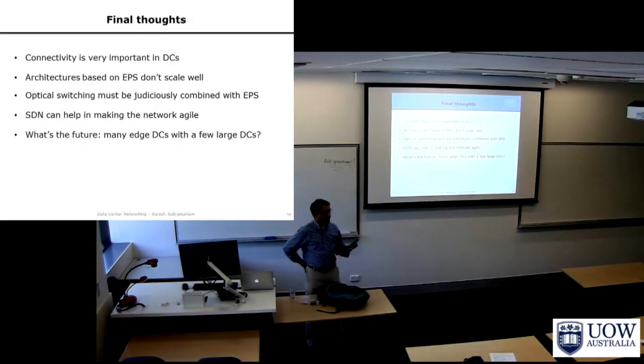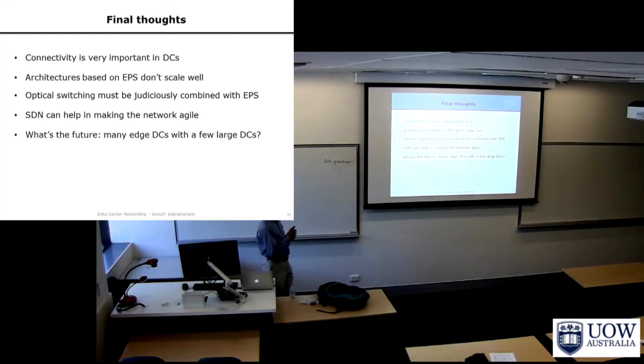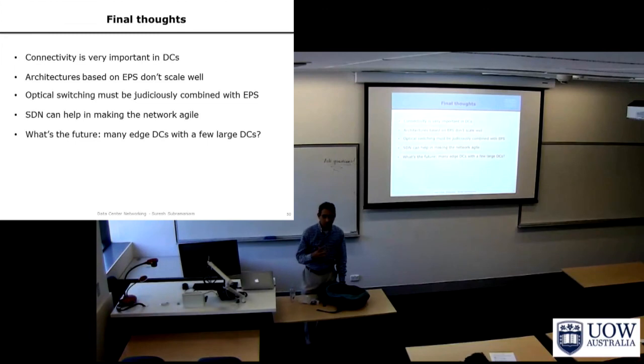So that's all I wanted to say about the protocol. So, final thoughts. Connectivity is very important in data centers, and architectures based on electronic packet switching don't scale very well. The switches tend to become very expensive once you go to high data rates. Right now, the interfaces for most of these servers are 1 gigabit per second, but already companies are talking about making it 10 gigabits per second or even 100 gigabits per second.